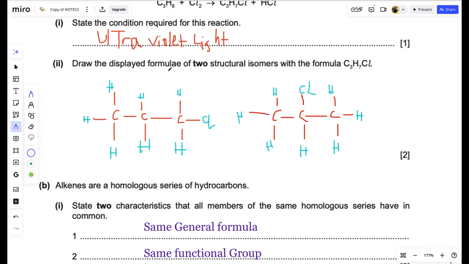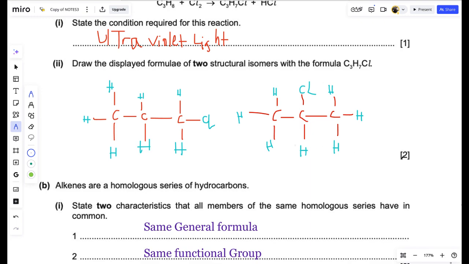It says draw the displayed formula of two structural isomers of the formula chloropropane. I can have the chlorine at carbon 1, or I can have it at carbon 2, right? You can put it at carbon number 1, and then put the chlorine at carbon number 2. Is that okay?